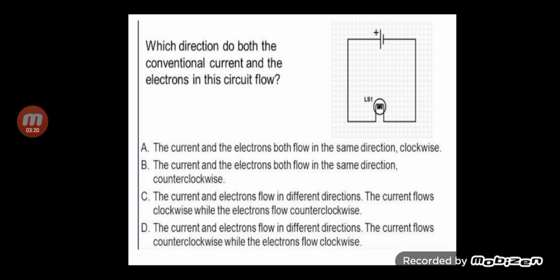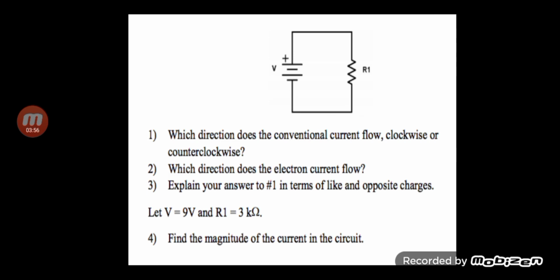Option B. The current and the electrons both flow in the same direction, that is counterclockwise. Option C. The current and electrons flow in different directions. The current flows clockwise while the electrons flow counterclockwise. Option D. The current and electrons flow in different directions. The current flows counterclockwise while the electrons flow clockwise. Attempt it. Hope you will attempt it with full honesty.